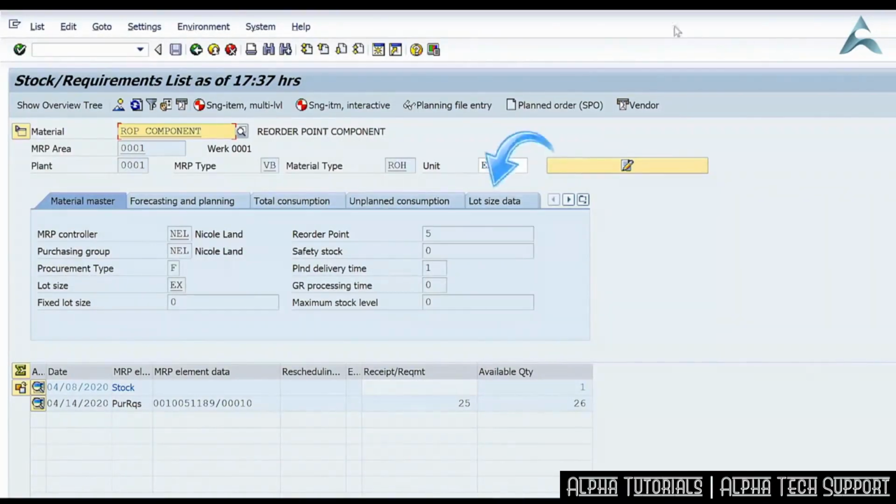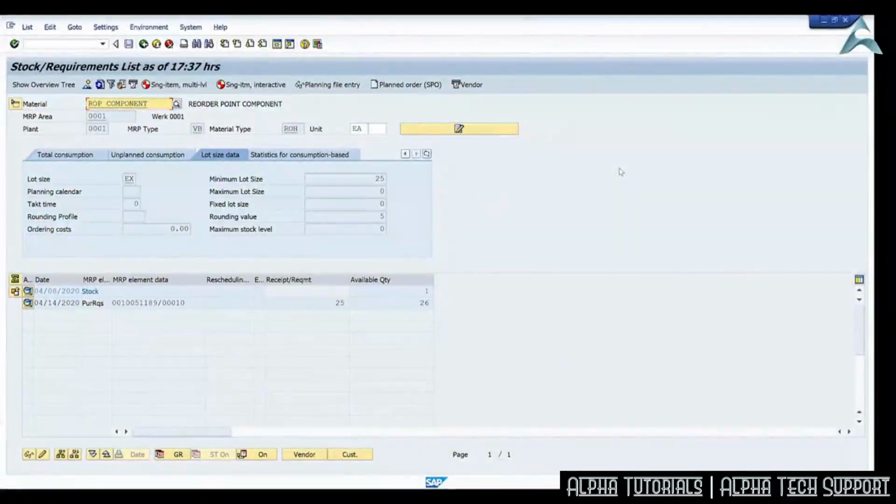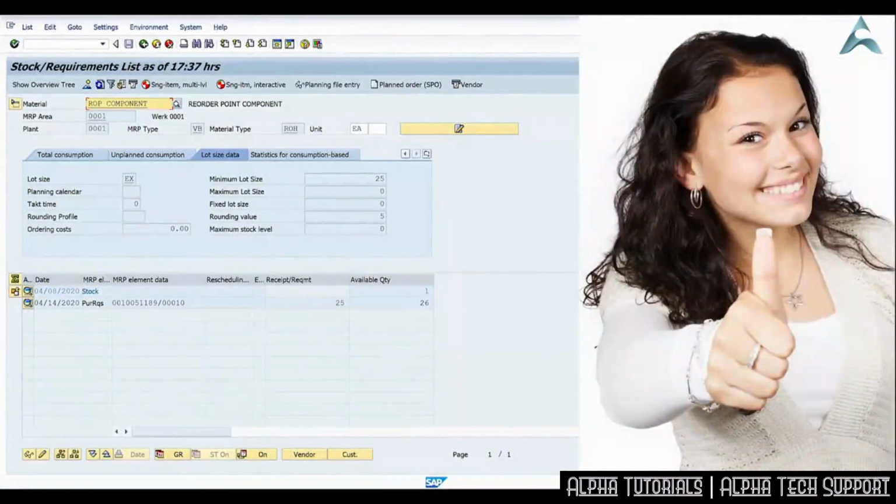But to do that, if we navigate back to our lot size data, we have specified that we cannot order less than 25 eaches of this material, and whatever quantity is needed must be a multiple of 5. So we only technically needed to order 4. We have 1, our reorder point is 5, we only needed 4, but my minimum order quantity is 25 each, and that is a multiple of 5. So that is why the planning engine created a purchase requisition for 25 eaches. That is exactly what I would expect to see with the data that I have loaded for this material.